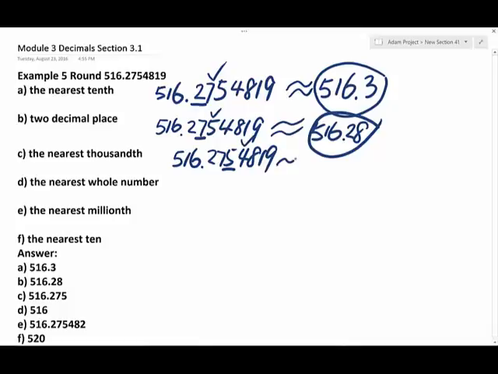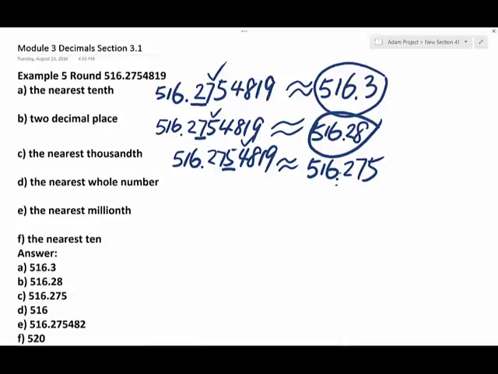And when the critical digit is less than 5, then we drop everything including the critical digit. So the answer, leave the underlying digit unchanged, 516.275. Right? So that's going to be the rounding to the nearest thousandth digit.